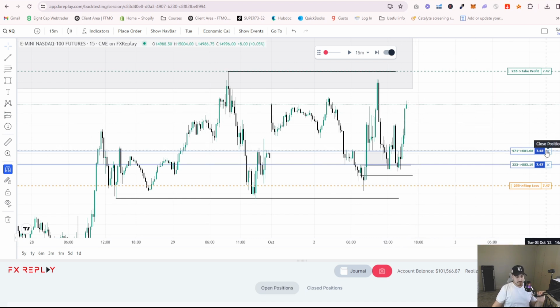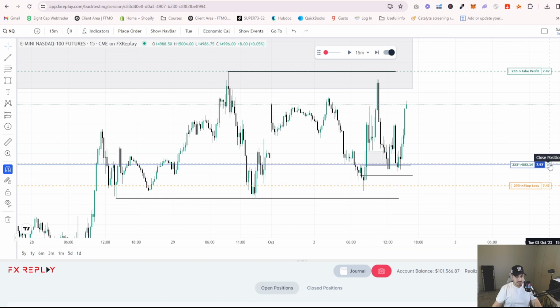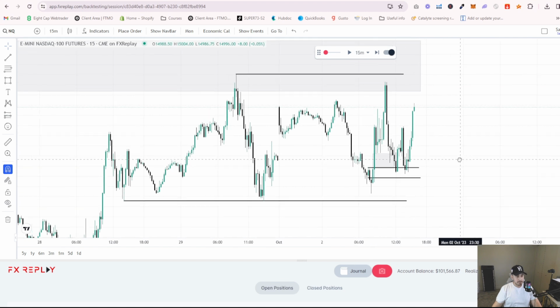So let's go ahead and actually close this before the next trading day. So amount to close, 100%, close that. And we're going to go ahead and close that. So we made about $1,500 today just off this simple unicorn setup here.